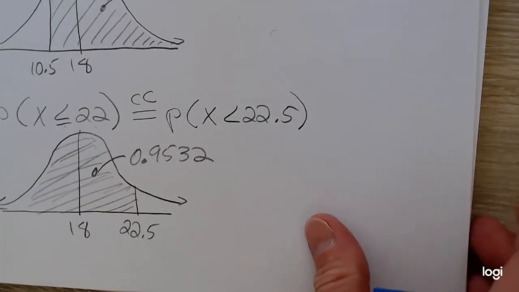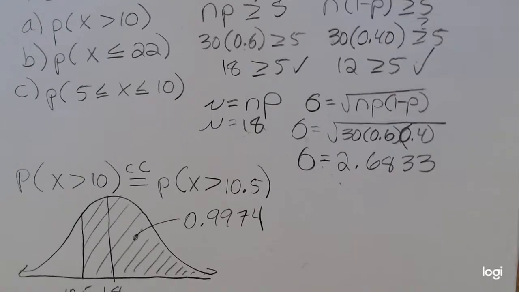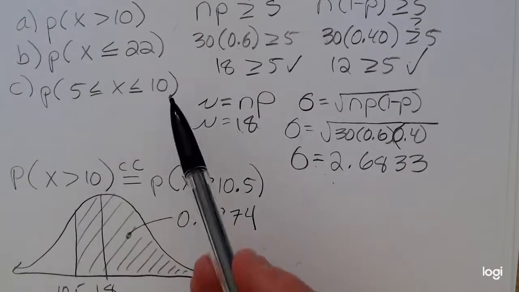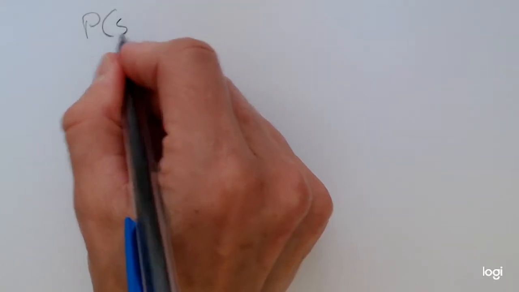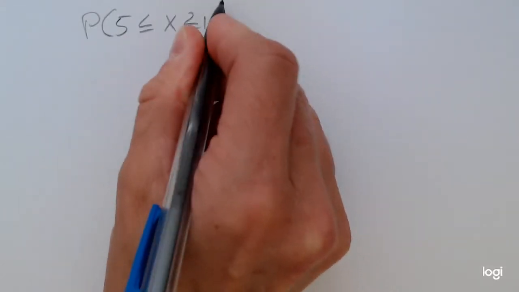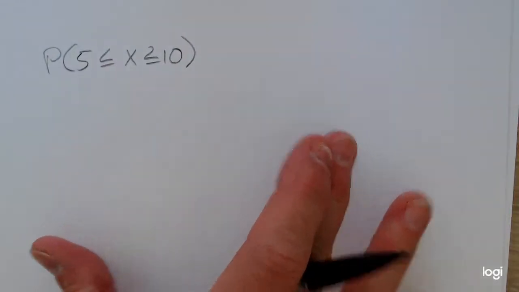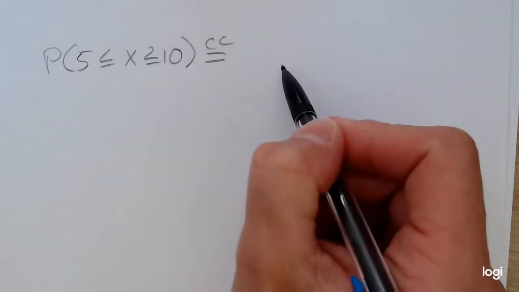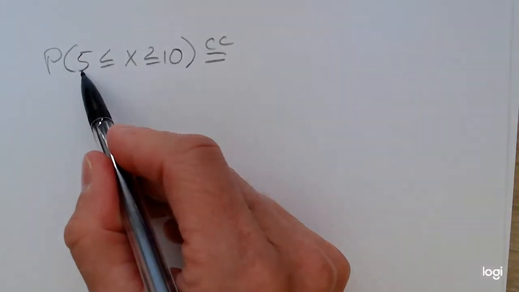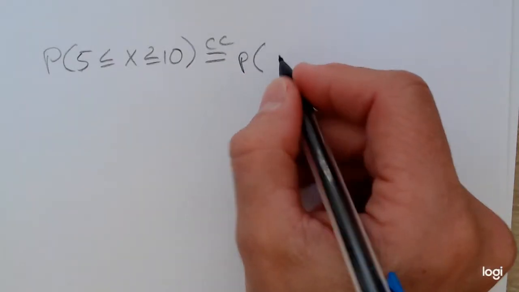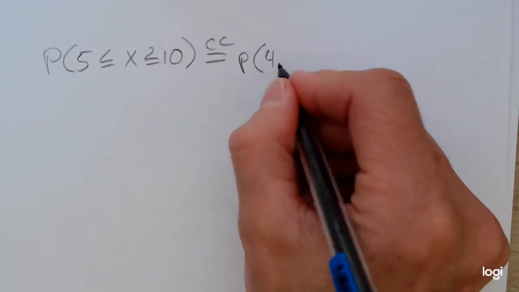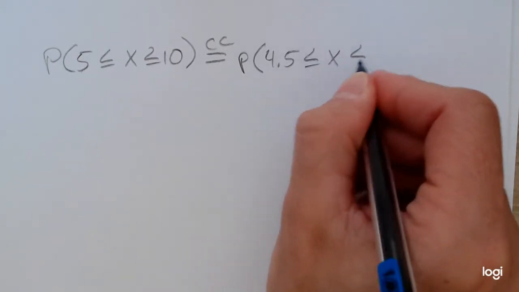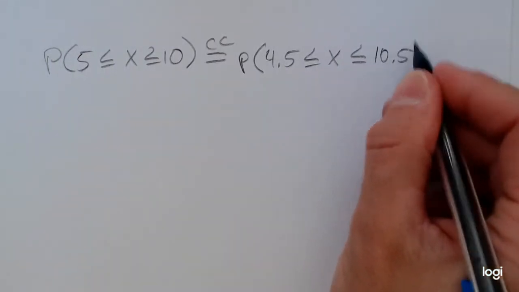Last but not least, I want to find the probability that x falls between 5 and 10, inclusive. Okay, so the probability x falls between 5 and 10, inclusive. I need to apply the continuity correction going from binomial to normal. I'm including the 5 and I'm including the 10. So 5 actually starts in the continuous case at 4.5 and 10 will actually stop at 10.5.